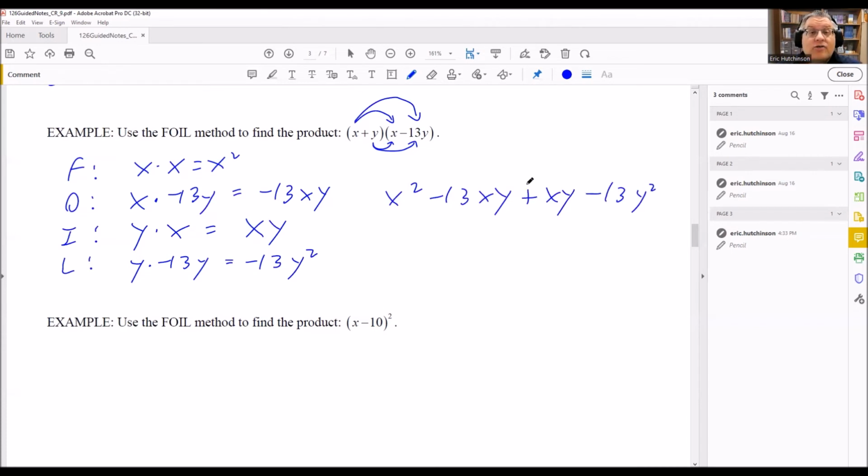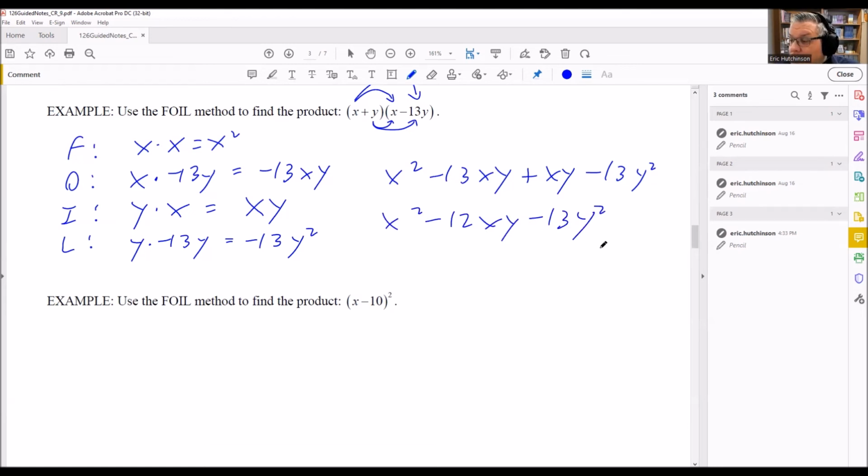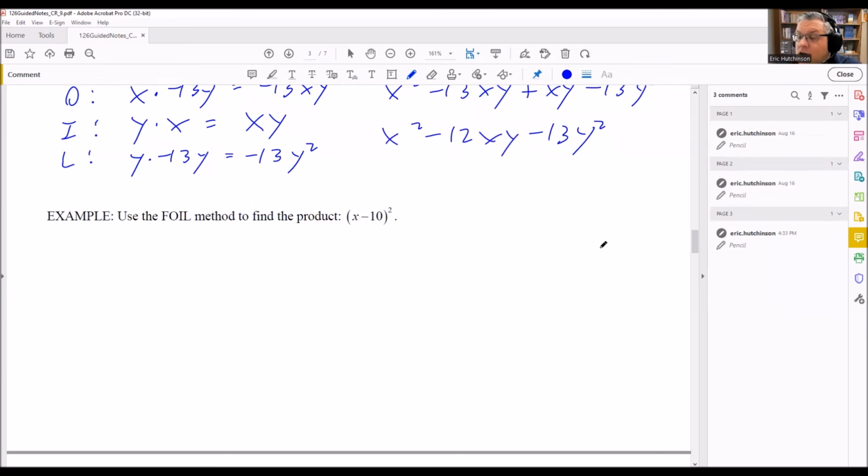We do have some like terms here, the middle terms, xy and xy. There's a minus 13 and there's a 1 here. So minus 13 plus 1 is minus 12. So it'll be x squared minus 12xy minus 13y squared, and that would be your answer on that one. And then finally, we have this one.